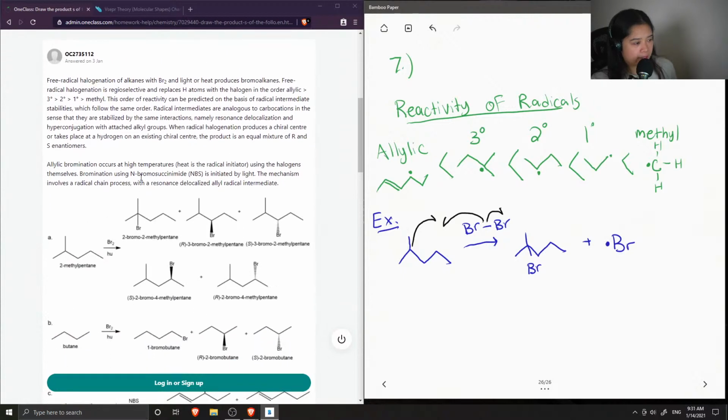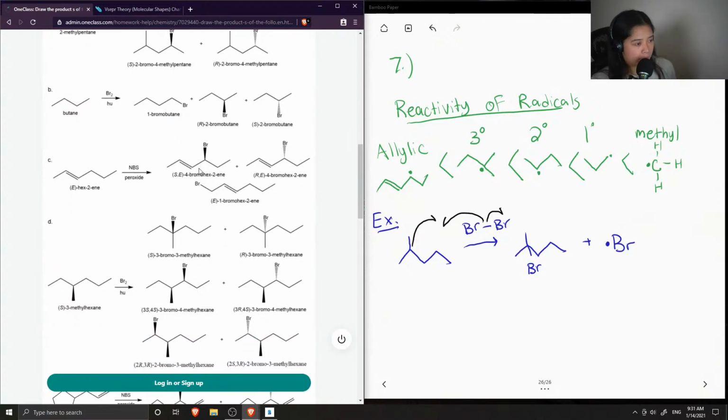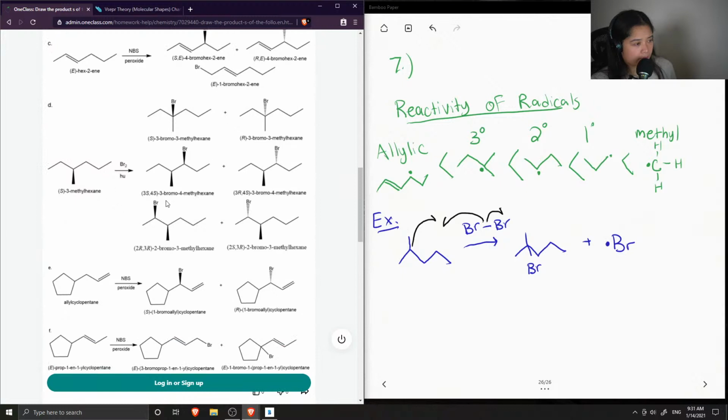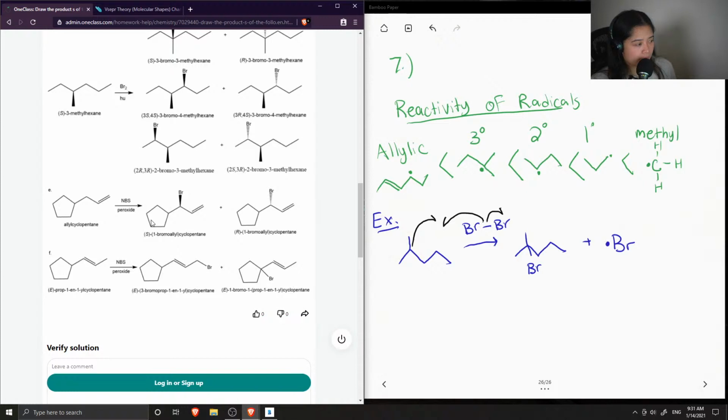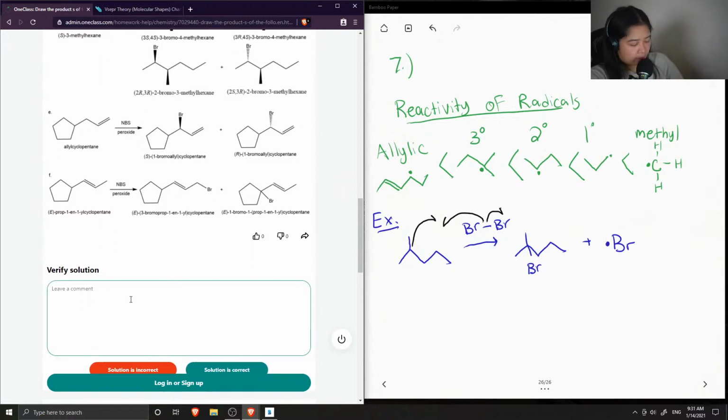And for NBS, which is the N-bromosuccinimide, they can either be beside the double bond on one side or at the end here. These are all the different products you could get for D. This is E. And finally, F. Okay, so everything looks good. So the solution is correct.